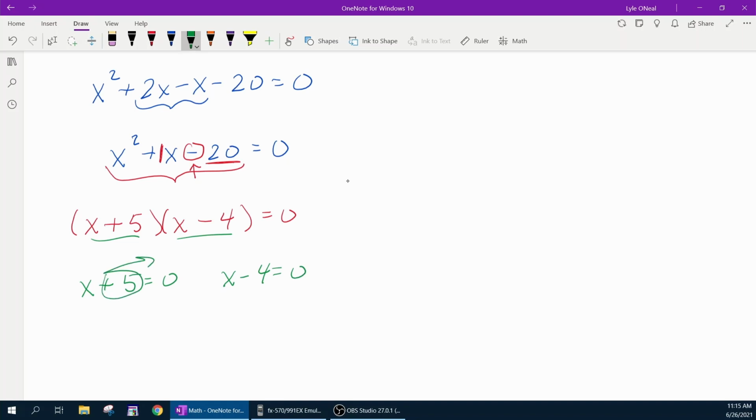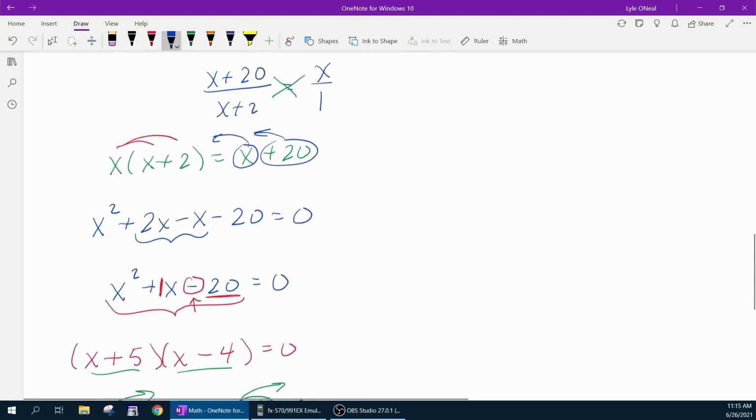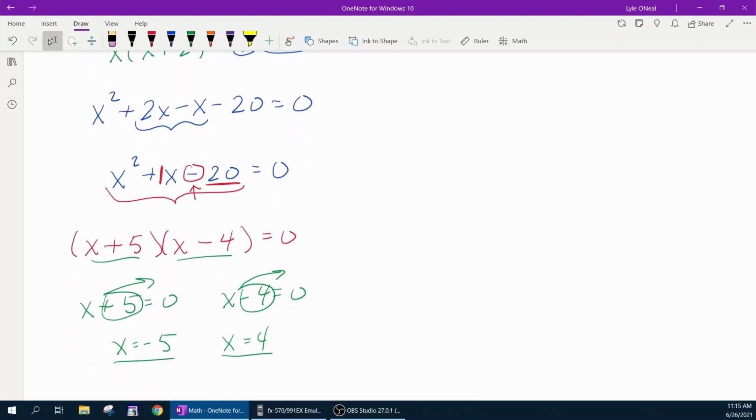Moving the 5 over gives me x is -5. Moving the 4 over gives me x is +4. Now, just for some good math advice here, if you're solving a logarithmic equation and you end up with two answers, about 90 to 95% of the time, one of those answers is garbage. That means when you plug it in, it's not going to work out. And it's usually the smaller answer.